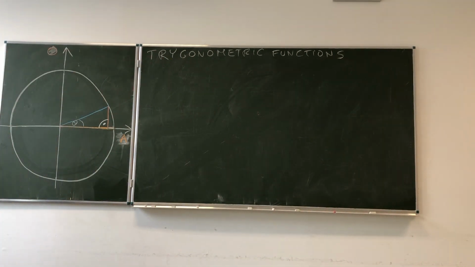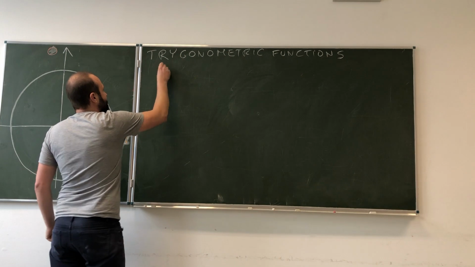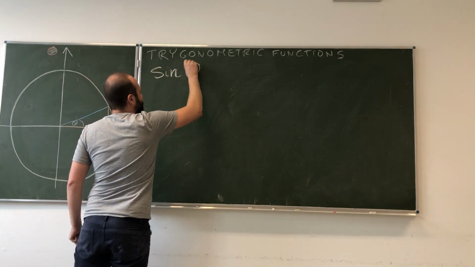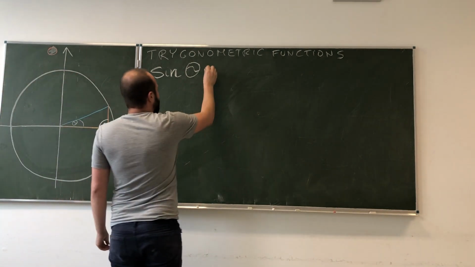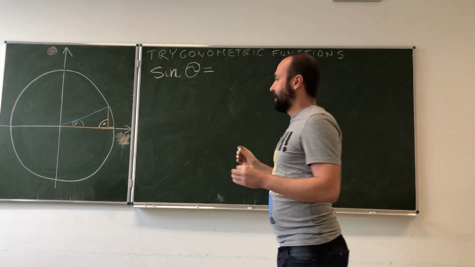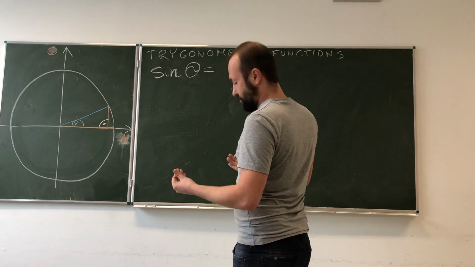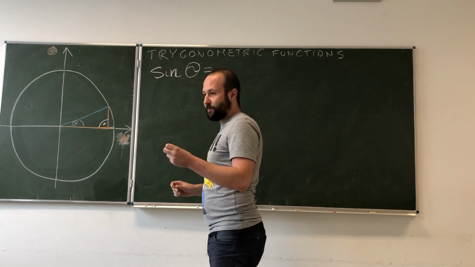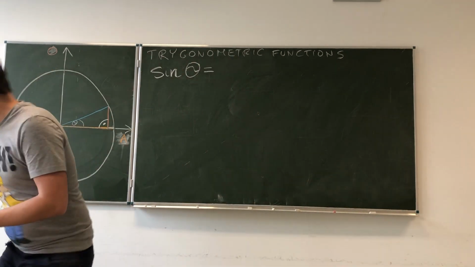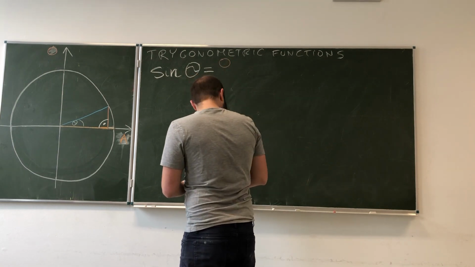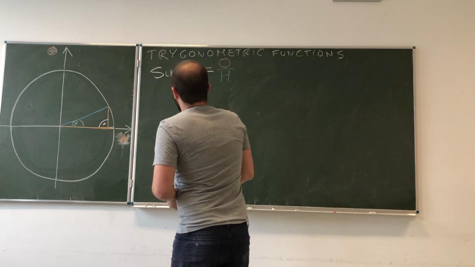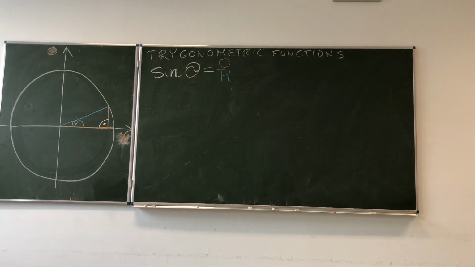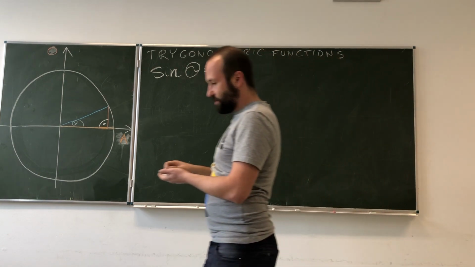Sine function. So sine of theta, or in our case, very soon it's going to be x, is equal to the ratio of opposite to hypotenuse. Okay, so now we can see how it is going to be behaving.